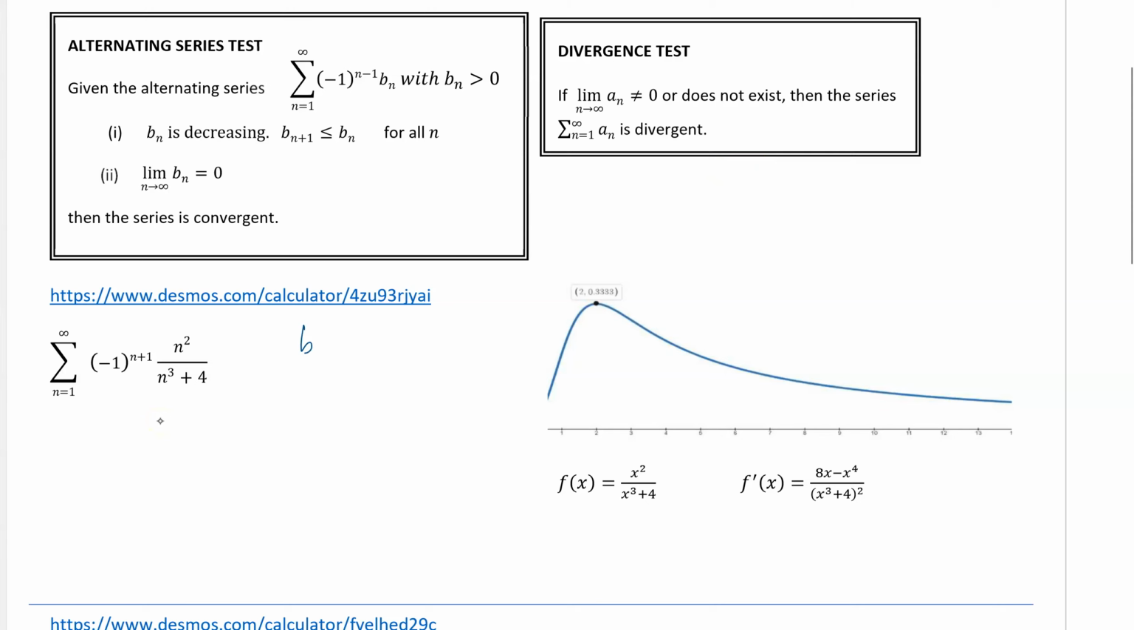Our b sub n here is n squared over n cubed plus 4. And if you were to graph this as an f of x, it gives us this graph. So you can see it's initially increasing, but after we hit an x of 2, so after our second term, it's now going to decrease from here on out.